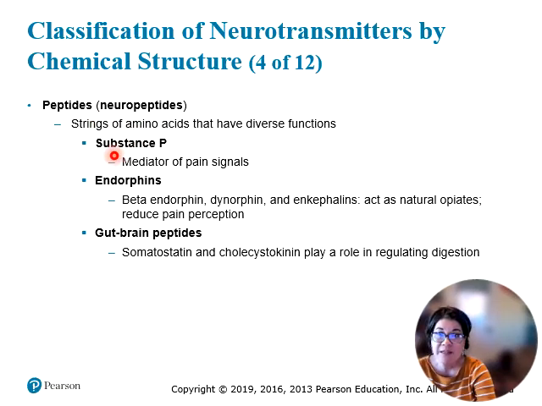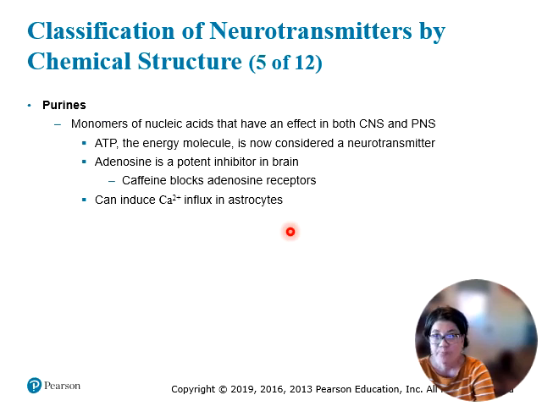There's peptides like substance P. That's really important in pain. They just found that recently. Endorphins are neurotransmitters, and gut-brain peptides are neurotransmitters. And then purines, those are types of nucleic acids like ATP and adenosine. Caffeine blocks adenosine receptors. So those are both neurotransmitters.